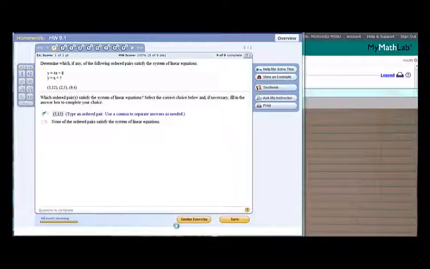The first set of problems are going to ask you to determine which, if any, of the following ordered pairs satisfy the system of linear equations. And so these are just plug and chug. You're going to plug in each of these ordered pairs and determine if they work or if they don't work. And if they work, then you're going to type them in. And if none of them work, then you're just going to click none of them work.